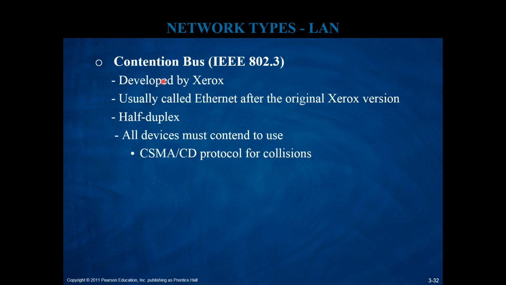Now, the so-called contention bus network, governed by standard 802.3, was developed by Xerox. It is usually called Ethernet after the original Xerox version of the standard. It's a half-duplex standard, and all devices must contend to use it. It uses the CSMA/CD protocol for collisions. It involves collision detection, but not avoidance. So if a signal collides, devices can detect this collision and then rebroadcast at random intervals to make sure that the message reaches the destination.